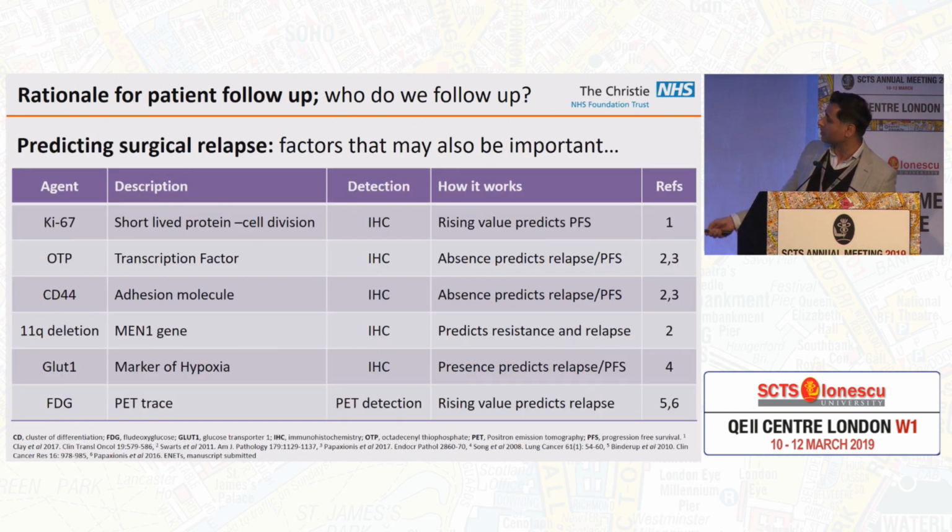So some of this has been alluded to. At the Christie, we've been doing a lot of work on predictive factors, trying to work out which of these factors make a difference to outcome. And in fact, all of these factors make a difference. Why isn't this standard of care? It's not a standard of care because we can't validate it. We can't validate it because we don't have the developed pathways.